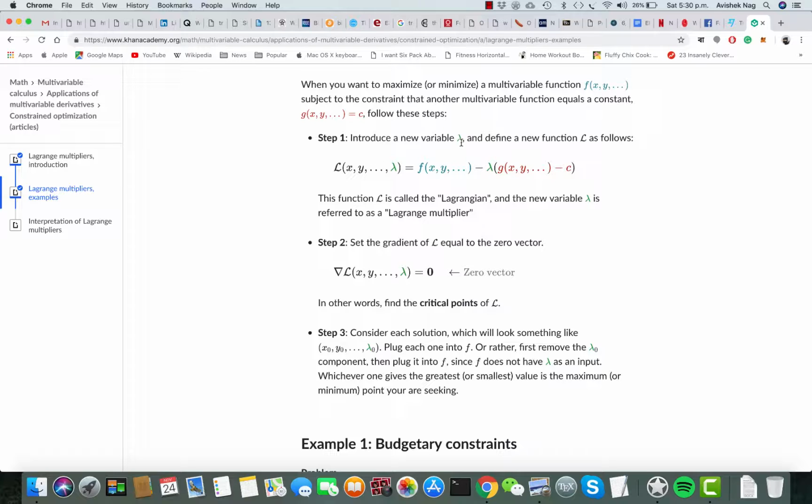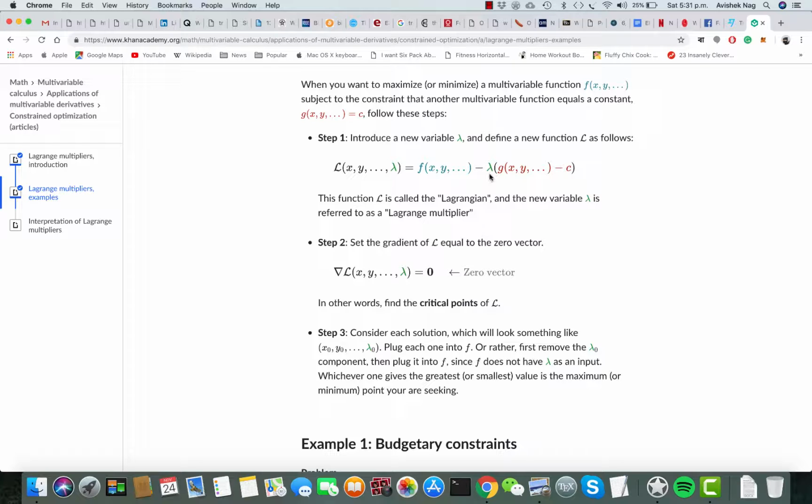you can introduce a new variable, and you can write a new function L, which is called the Lagrangian, which is a function of x, y, all the variables plus the new variable lambda, and then you can write it as f of x, y, and all the variables minus the new variable times the constraint. So in this case your constraint is the function g equals c.